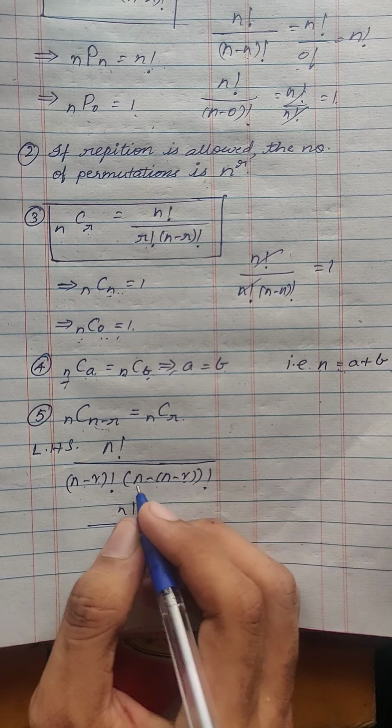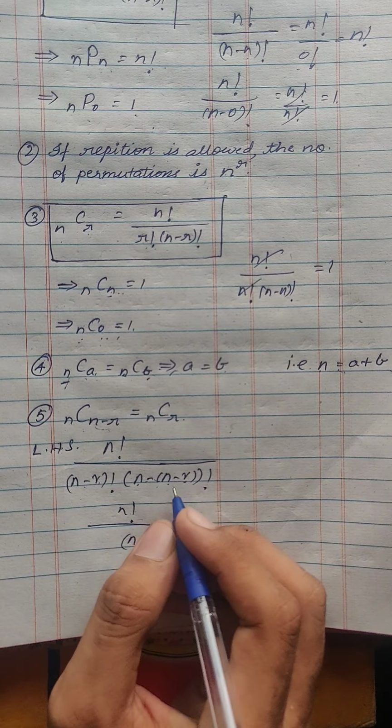Okay, this is n minus n plus r. So n minus n will get cancelled. You will have only r factorial. Can you understand? N minus n will get cancelled. You will only have r factorial. So this is nothing but the formula for nCr, isn't it? Which is equal to the right hand side.